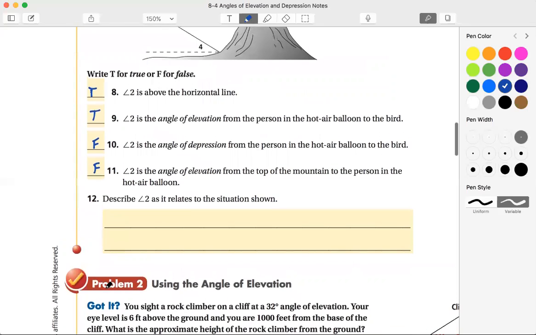So angle 2 would be described as: angle 2 is the angle of elevation from the person in the hot air balloon to the bird.